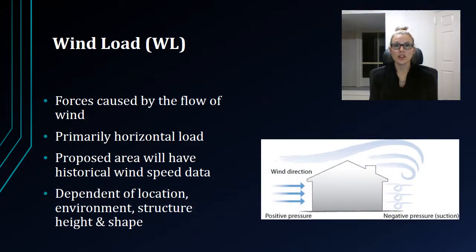Wind load is the pressure and suction forces on a building that are caused by the flow of wind through and across the structure. It is primarily a horizontal load with the movement of air being relative to Earth. Wind loadings are dependent on geographical location and its historical records, height and shape of the structure and surrounding environment, including nearby obstructions and earth contours.